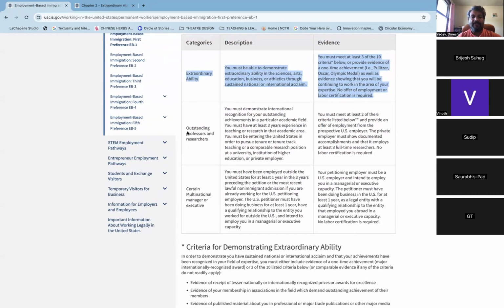Now, I will not go on to outstanding professor and researcher or certain multinational manager. Their qualification is pretty much listed there. For an outstanding professor, your institution has to apply for it. And I tell you that I am a tenured professor at a university.